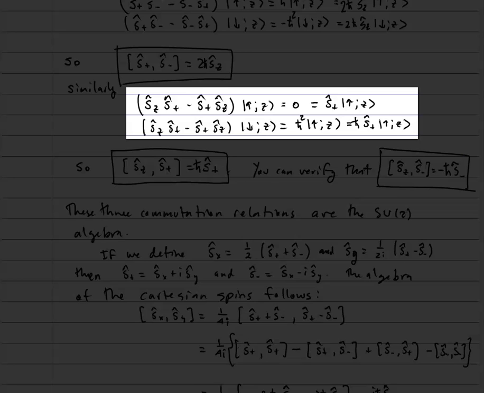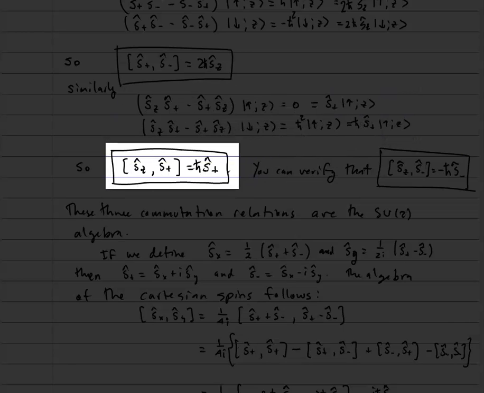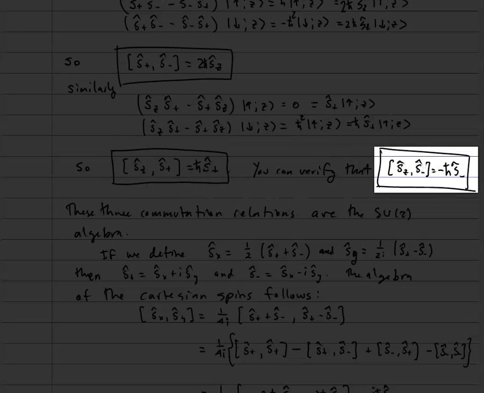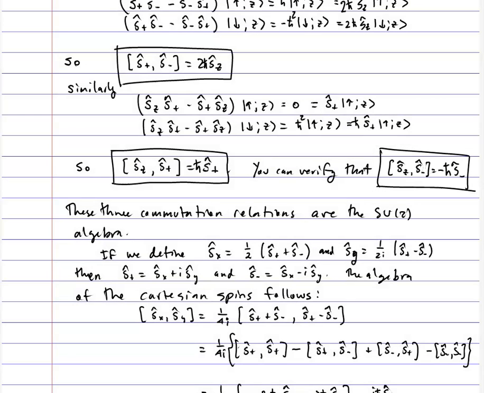And so what we find is that the commutator of Sz with S plus is h bar times S plus. And using this exact same technique, you can verify that the commutator of Sz with S minus is minus h bar S minus. So these three commutation relations, which might be a little bit unfamiliar to you compared to the conventional angular momentum commutation relations, actually are the SU(2) algebra expressed in terms of raising, lowering, and z operators.